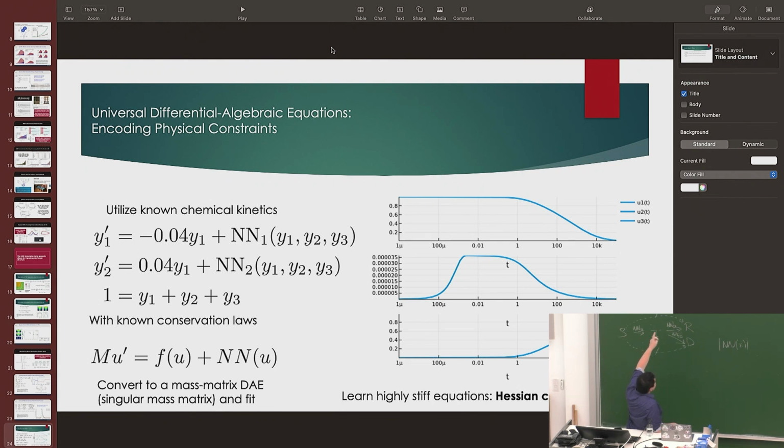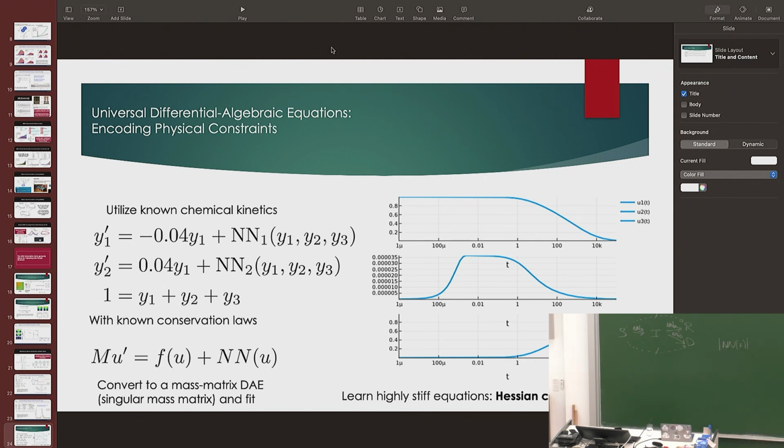You can write this down and do the same trick where you say, okay, I don't know part of the model. Let's do this with a neural network. And the neural network can then learn under the constraint that it has to satisfy this conservation law. So this is a nice way to encode arbitrary conservation laws into these function approximators, right?